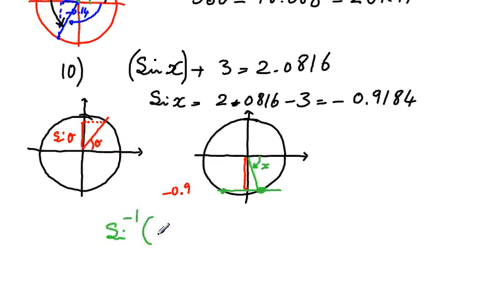Okay, now if I use my calculator, sine inverse of minus 0.9184, so we are just saying it again. So inverse sine of minus 0.9184. So my statement is a little bit off. It's not so close to 69, etc. That is degrees.